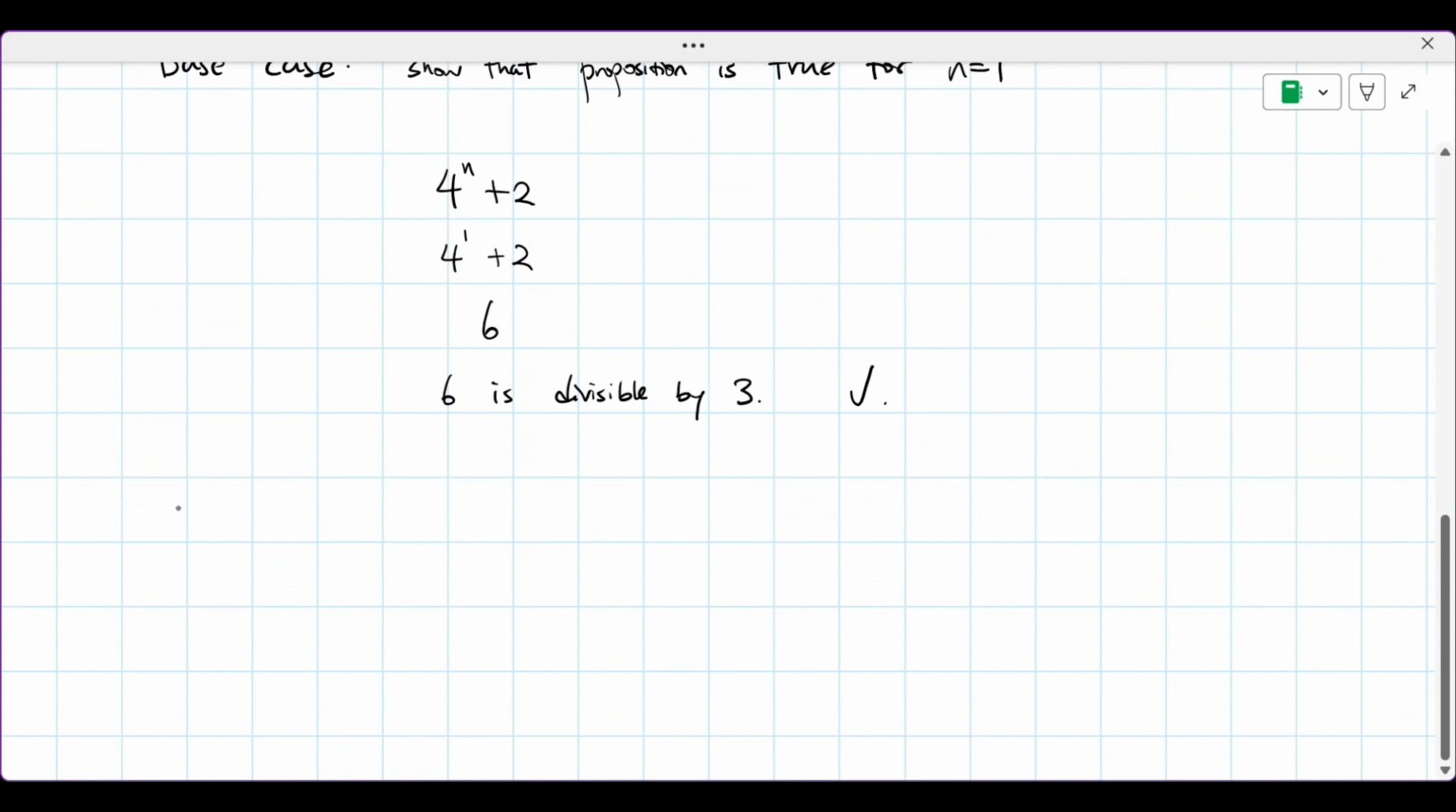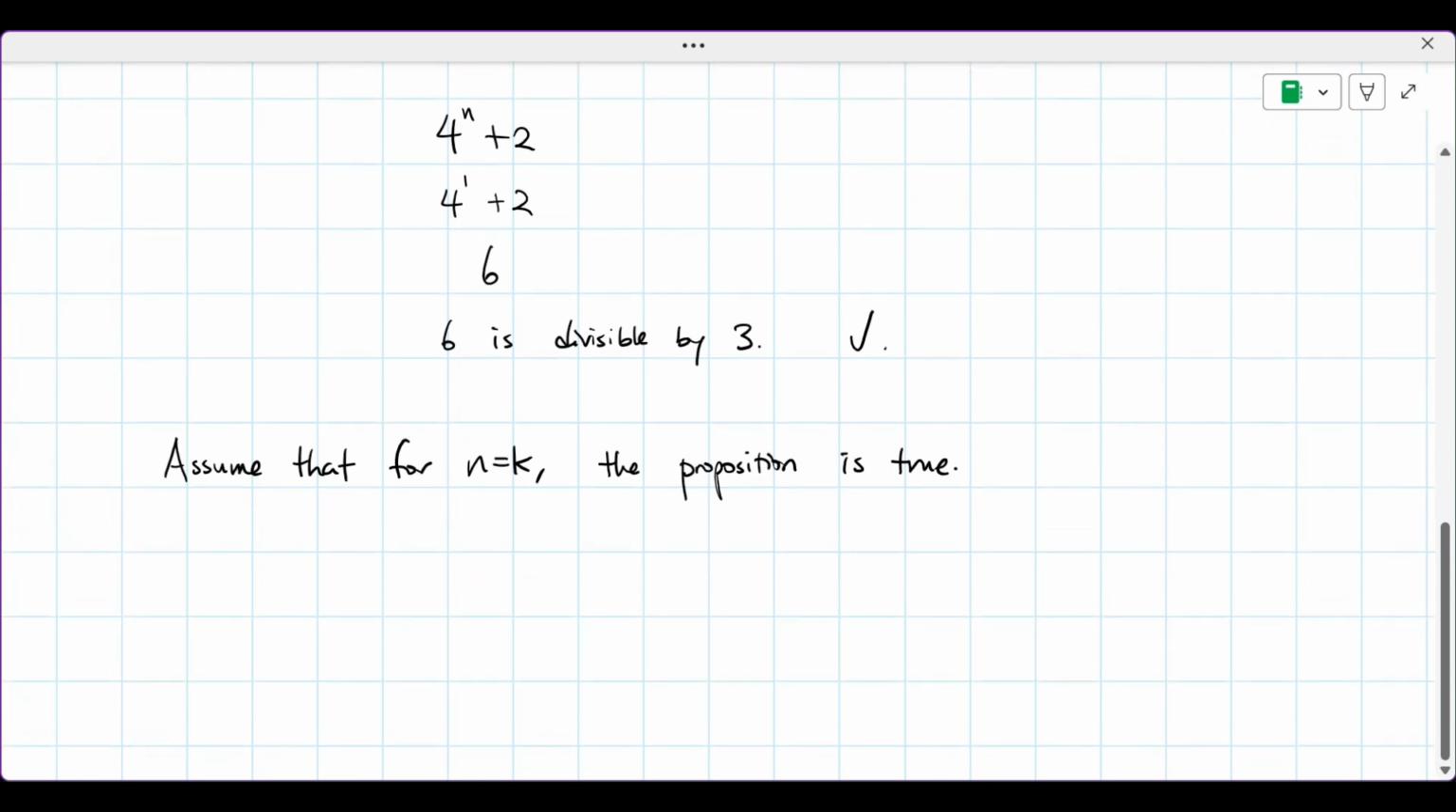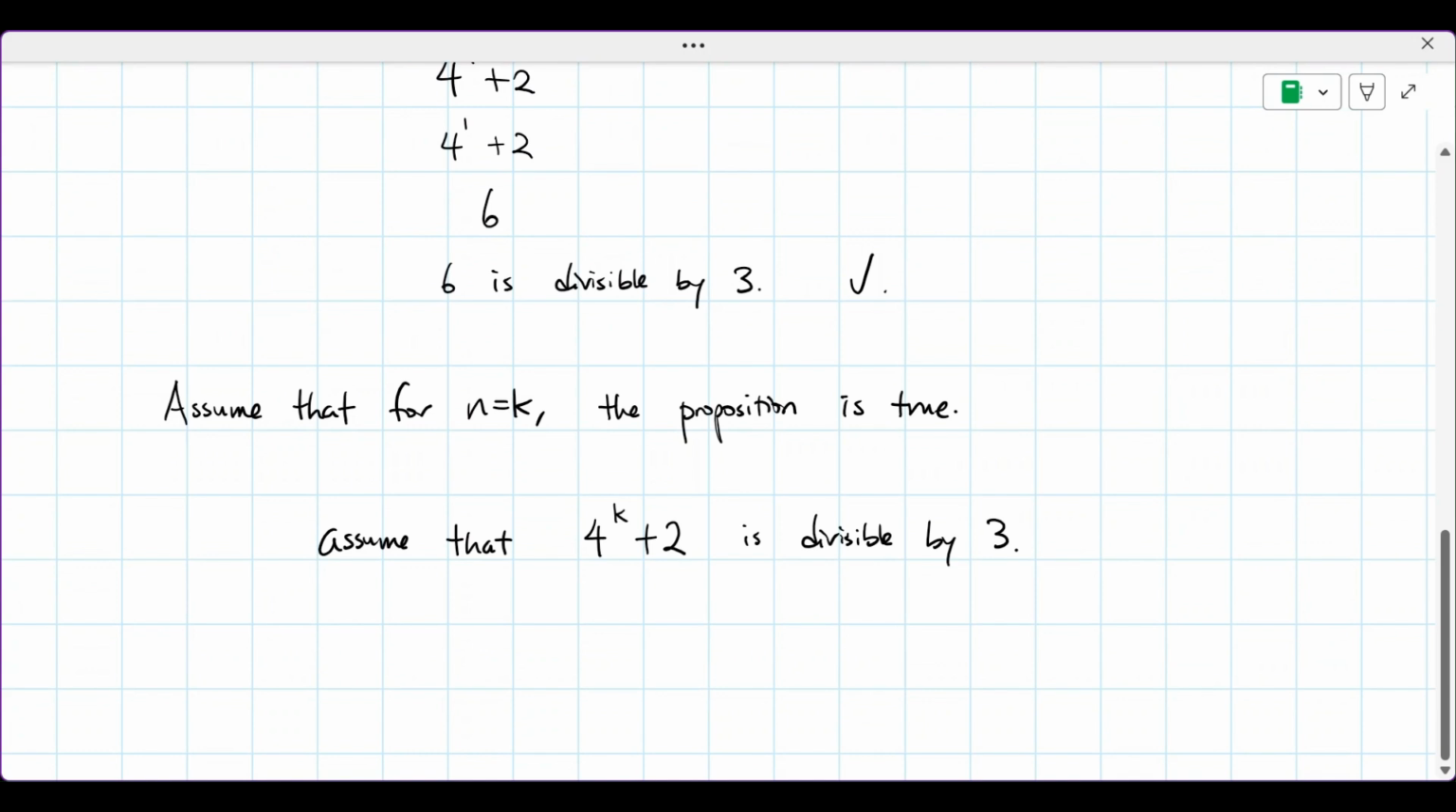So we're going to assume that for n equals k, the proposition is true. What we're saying is, assume that 4 to the power of k plus 2 is divisible by 3. Okay, so that's my assumption. We're not going to prove this right away, but we're going to assume that this is true.